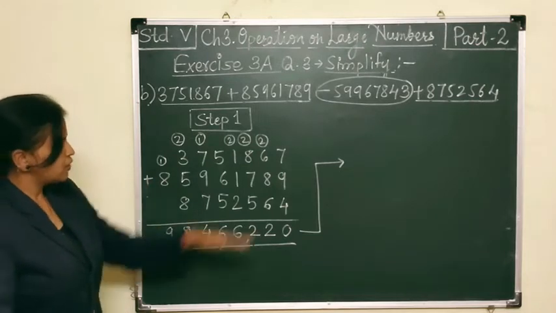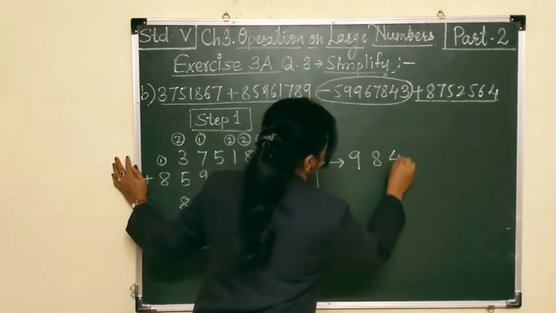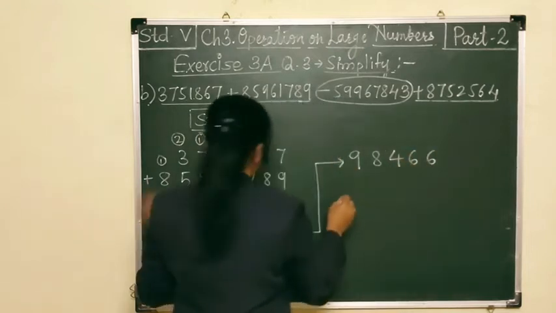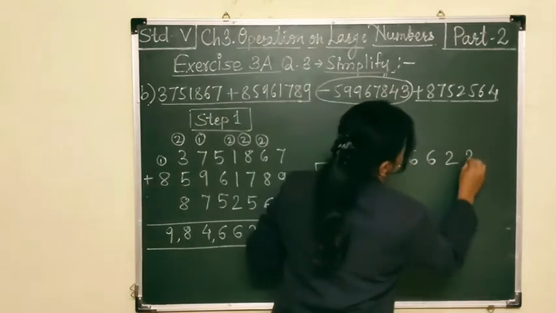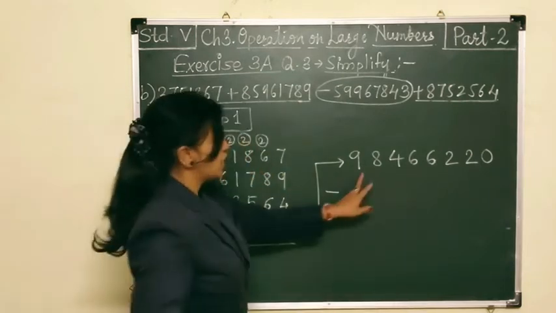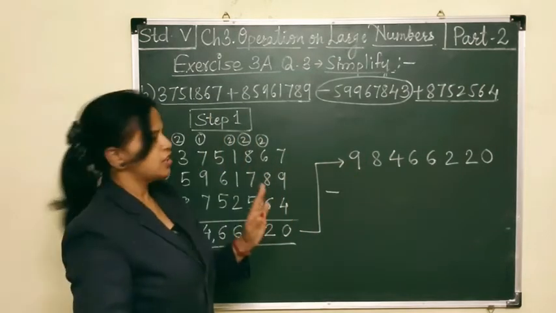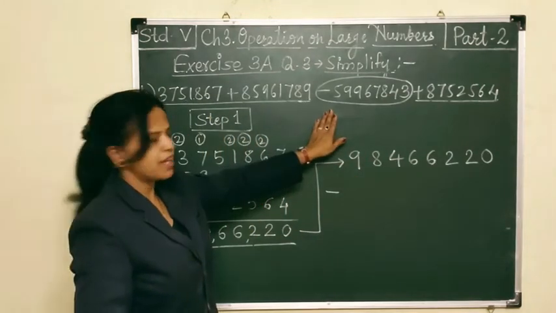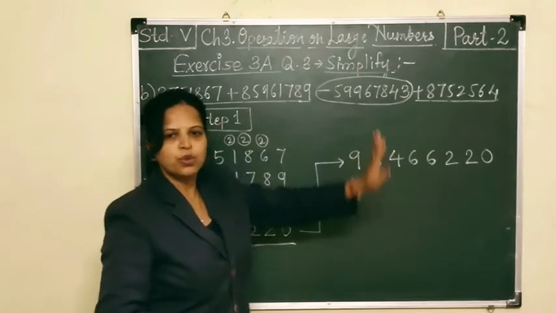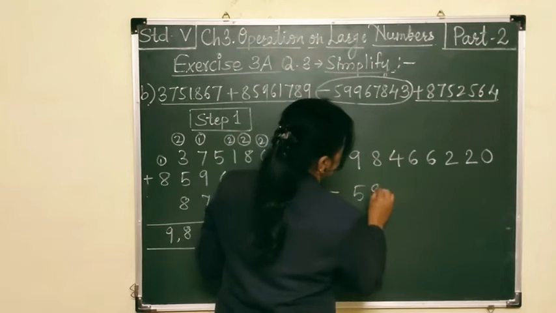Now take it forward. That is 9 crore 84 lakh 66,220. Okay. Minus. Now check 1, 2, 3, 4, 5, 6, 7, 8. This is an 8-digit number. From that we have to subtract this number. 1, 2, 3, 4, 5, 6, 7, 8. So both are 8-digit numbers. So there is no problem while arranging the numbers.